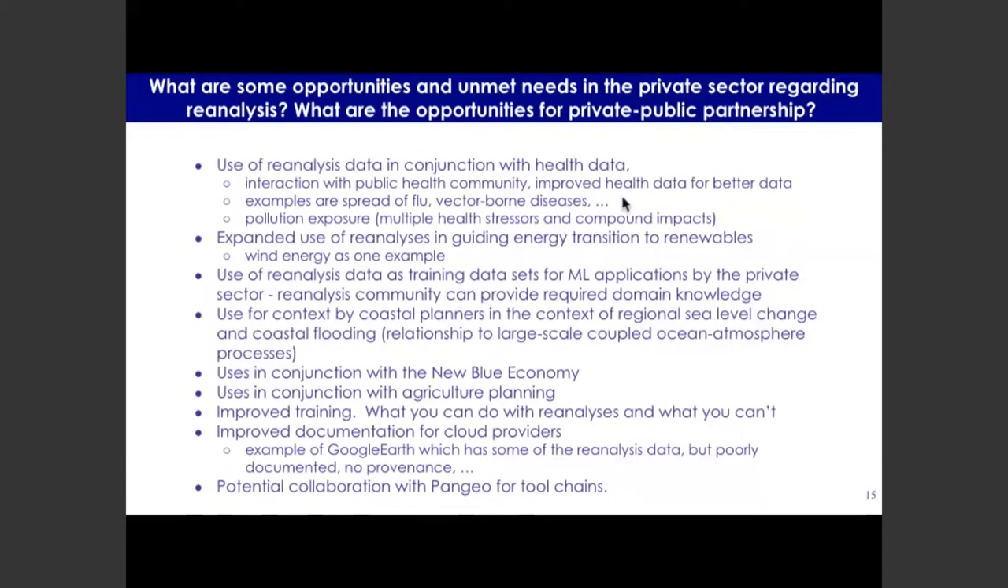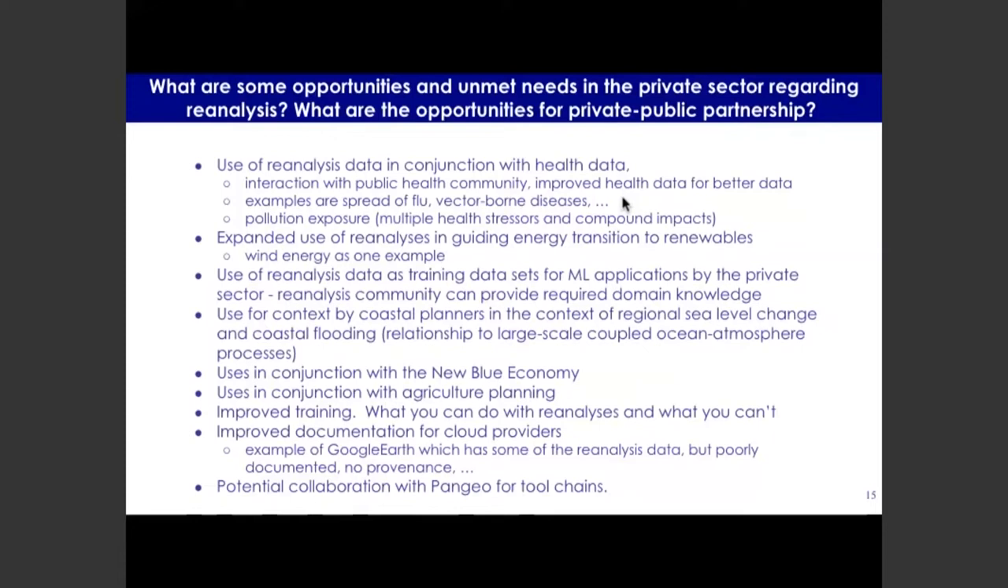Then, very generally, we had an example on wind energy, but also broadly the expanded use of the reanalysis in guiding the energy transition to renewables, which could be a really broad topic. The use of reanalysis data as training data sets for machine learning applications has become very popular in the private sector, but there's not much recognition of the value of the reanalysis products as very large data sets to produce such training capabilities.